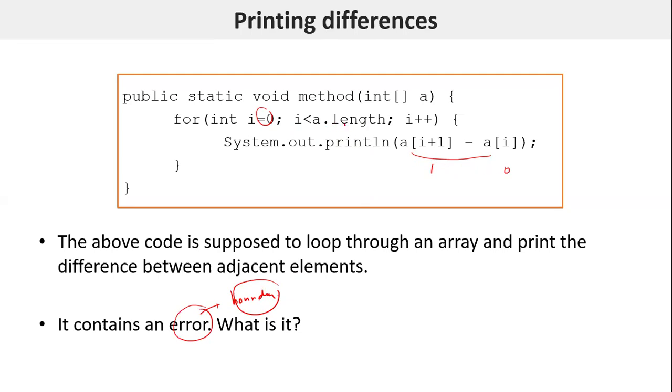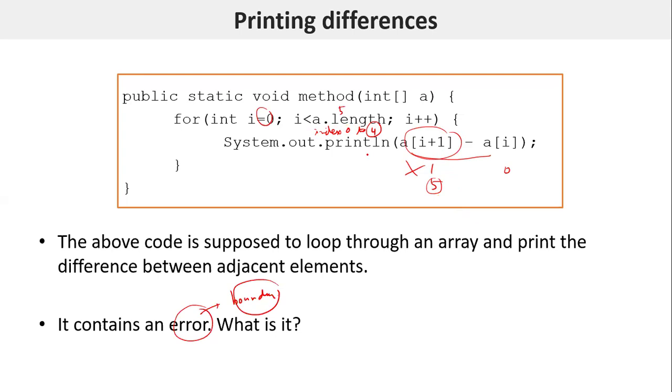So the length of the array, for example, let us say 5. That means 0 to 4 are the indexes. So 0 to 4 will go to the body. So when it is 4, this is 5. But there is no element 5. The elements are 0 to 4, not 5. That means you will crash your program with an index out of bounds exception.